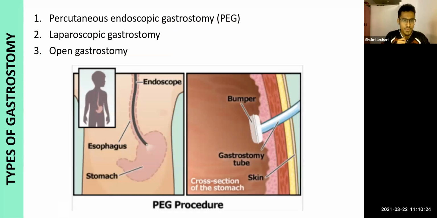Okay, so for the types of gastrostomy, basically it can be divided into three. The first one is percutaneous endoscopic gastrostomy, PEG. The second one is laparoscopic gastrostomy, and the last but not least is the open gastrostomy. But I will only mention the PEG.